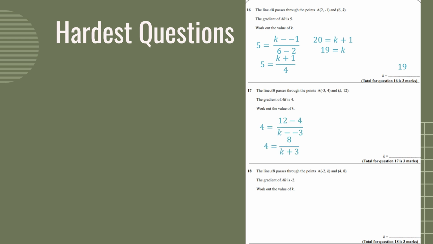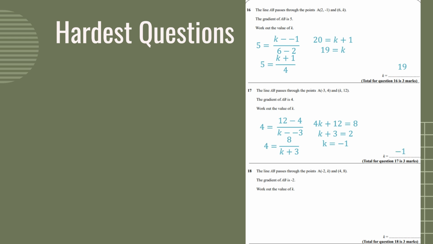So here we use 4 equals 12 minus 4 divided by k minus minus 3, which gets us to 4 equals 8 divided by k plus 3. Now we times both sides by k plus 3 to get 4k plus 12 equals 8. And this can be simplified down to k plus 3 equals 2, because we divided by 4. Then we minus 3 from both sides to get k equals minus 1. So our final answer is minus 1.